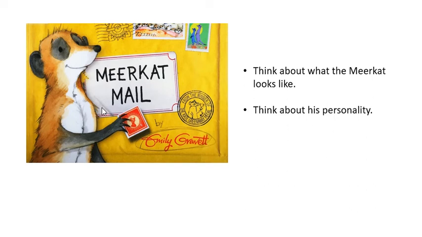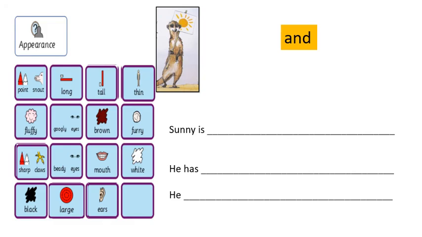How about his personality? You can tell his personality from having listened to the story. What kind of person was he? Have a think. What kind of things did he like? What kind of things did he not like? Well, let's start with looking at his appearance and what he looks like. And we've got a picture of him here.